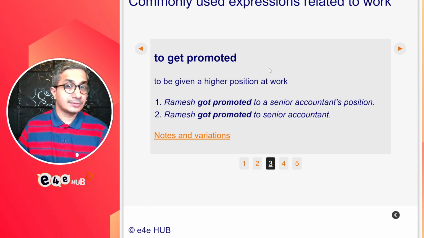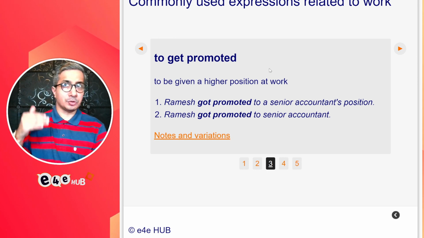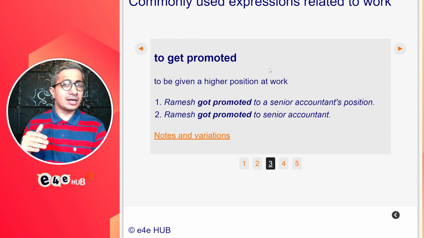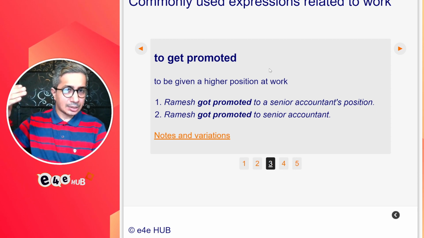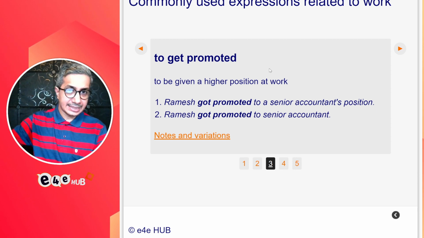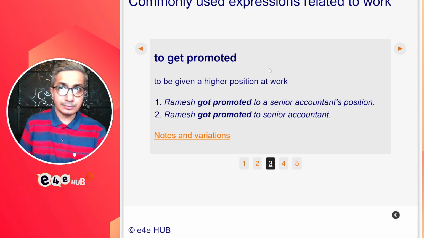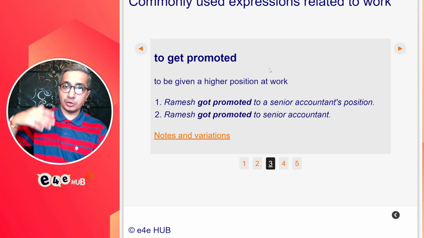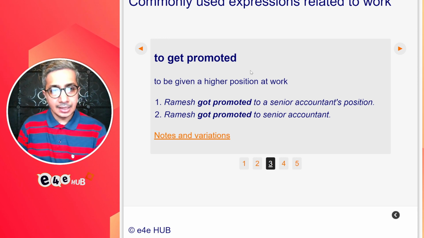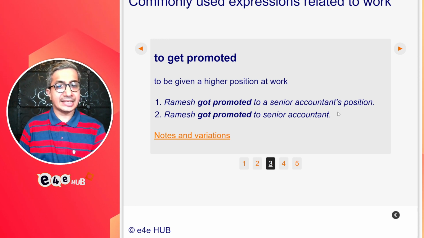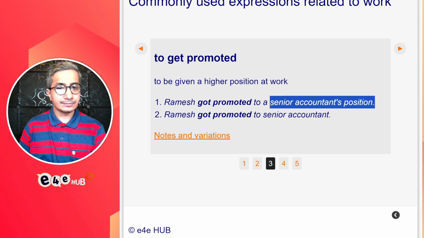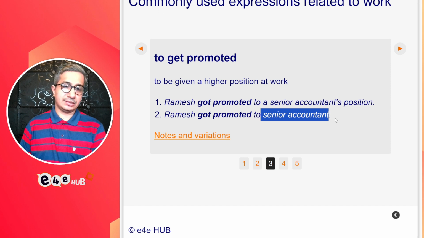Getting promoted. We all know the meaning of promotion is to be given a higher position at work, more responsibilities, and also higher pay, mostly. Because with more responsibilities comes more money. Okay. Ramesh got promoted to senior accountant's position. Ramesh got promoted to senior accountant.